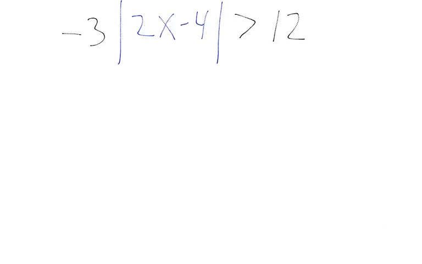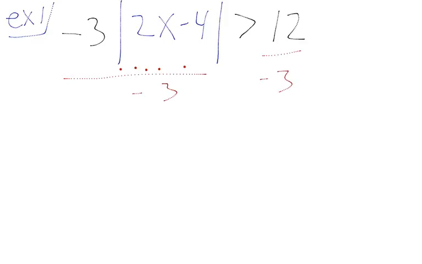So my first example for this quick video: -3 times the absolute value of 2x minus 4 is more than 12. What's my first step? Think about it for a second. My first step would be to divide by -3, because, again, I can't do anything until the absolute value is all by itself. So you divide by -3, divide by -3.